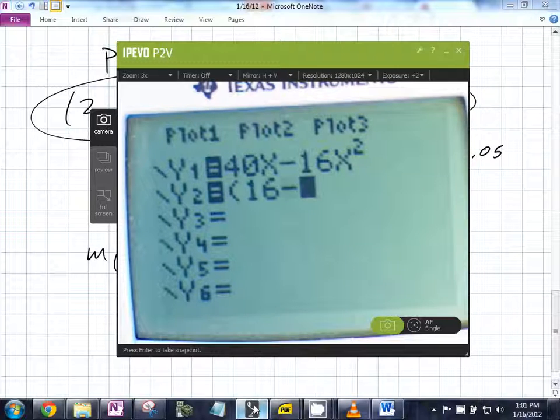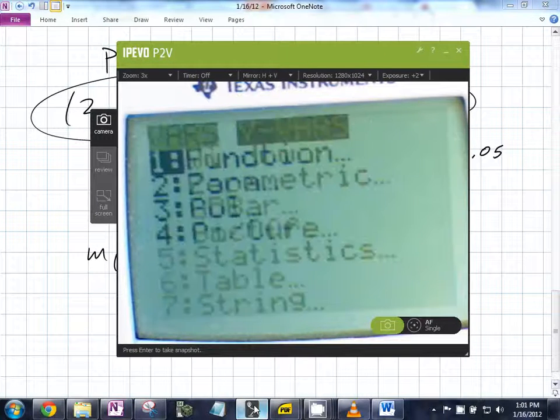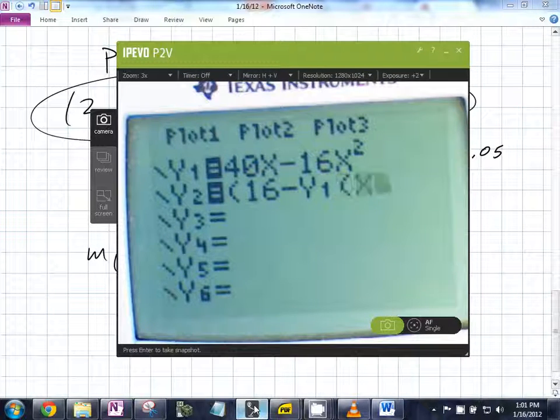Do you understand what I just did there? Instead of writing out y1 again, what did I type in? y1 evaluated at x. What is y1 evaluated at x? 40x minus 16x squared. This makes it so you don't have to type the same thing out again. Have you ever made a mistake with parentheses on your TI calculator? Everybody has, every day. Minimize it. So that's the numerator. What am I dividing that by? What was it? 2 minus x. So we're dividing it by 2 minus x.